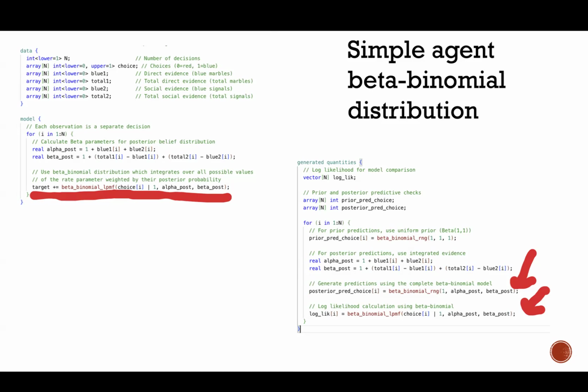Here we say that the target is plus equal a beta binomial log probability mass function, where the choice at time I is given by, well, we're only dealing with one trial because it's still a binomial. And then we have an alpha posterior and a beta posterior. In this way, instead of us doing the trick of calculating the expected rate, the model puts in the full distribution of the underlying rate. Does that make sense?